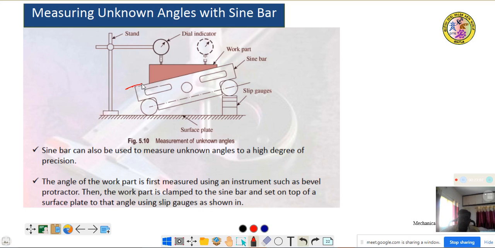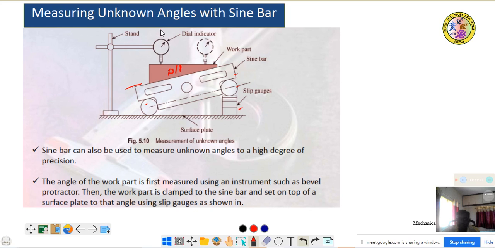So this is the upper surface, this is the cylinder, this is one more cylinder, and these are the slip gauges, and this is the sine bar. This is the workpiece. I am going to place the workpiece on the upper surface of the sine bar. Then, by using a dial indicator, I am going to place the dial indicator at one edge of the workpiece and see the reading.